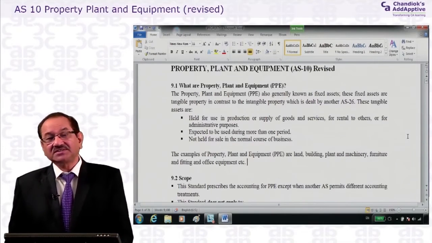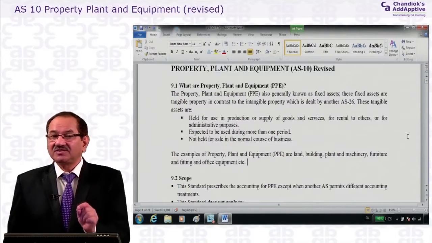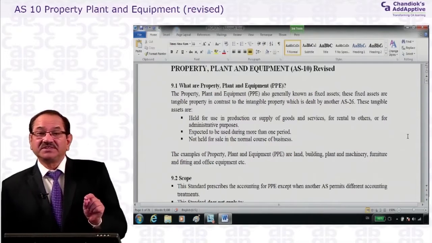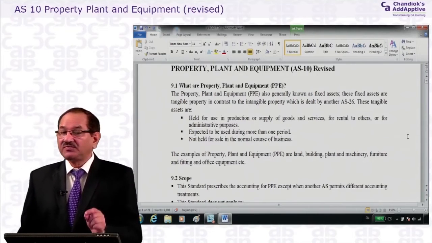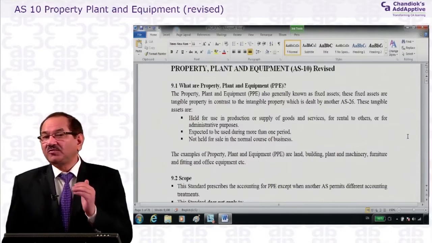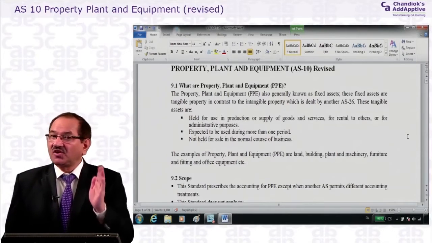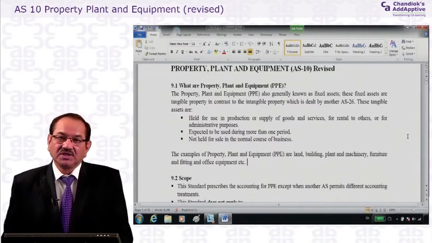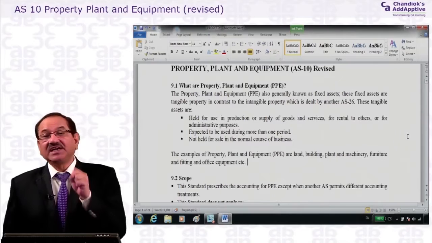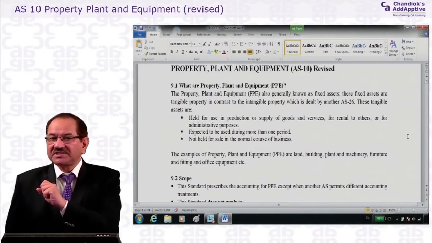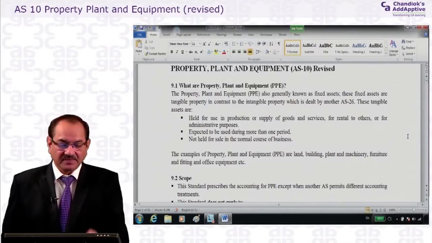Held for use in production: the fixed assets, or property, plant and equipment, are what the business is purchasing for use, not for sale. What is purchased for sale is called inventories, which is covered by Accounting Standard 2. When you purchase certain property, plant and equipment, you are purchasing it for use, not for sale.